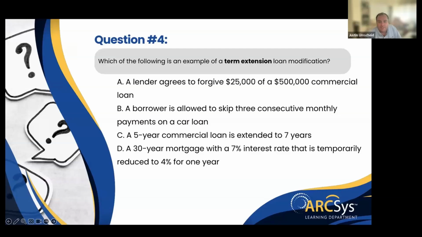Which of the following is an example of a term extension loan modification? A, a lender agrees to forgive $25,000 of a $5,000 commercial loan. B, a borrower is allowed to skip 3 consecutive monthly payments on a car loan. C, a 5-year commercial loan is extended to 7 years. Or D, a 30-year mortgage with a 7% interest rate that is temporarily reduced to 4% for 1 year. What is the example of a term extension? All right. The correct answer was C, a 5-year commercial loan is extended to 7 years.